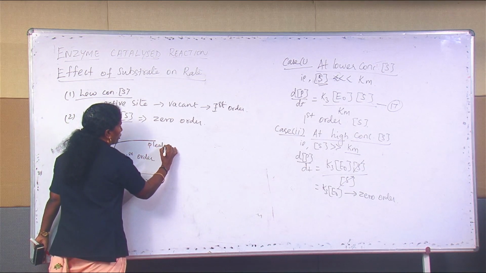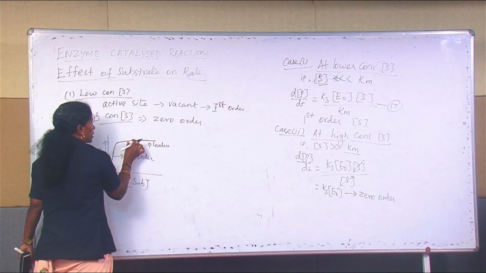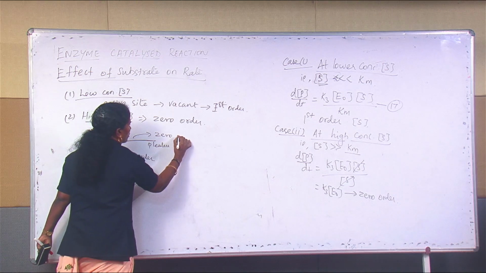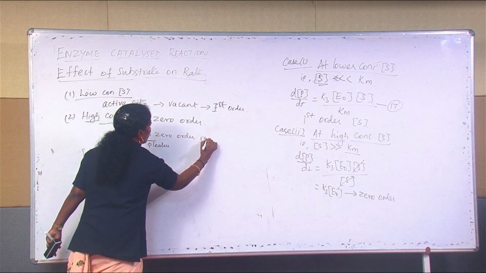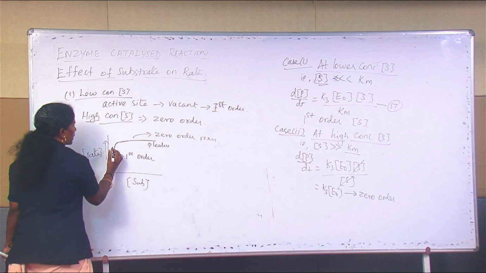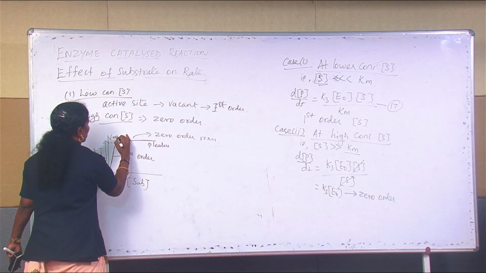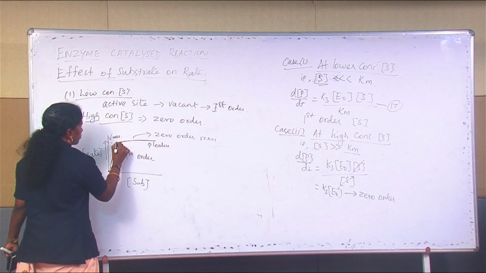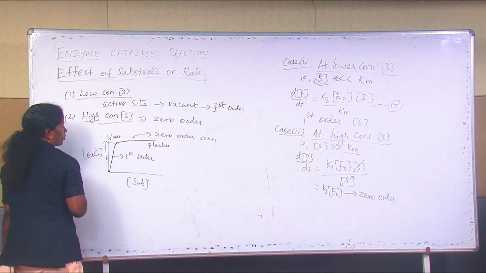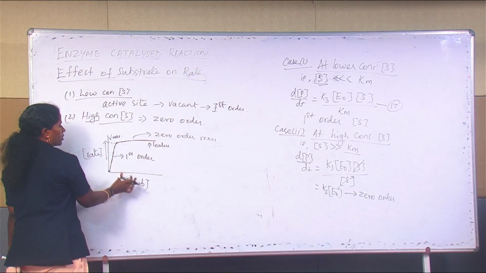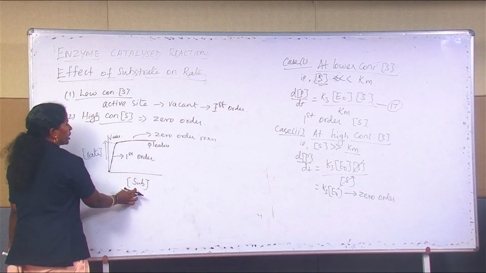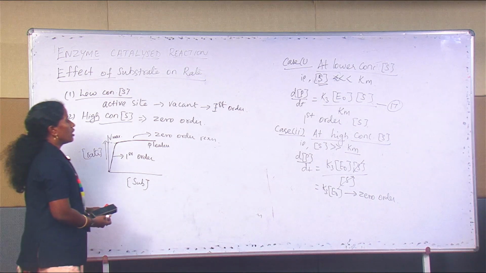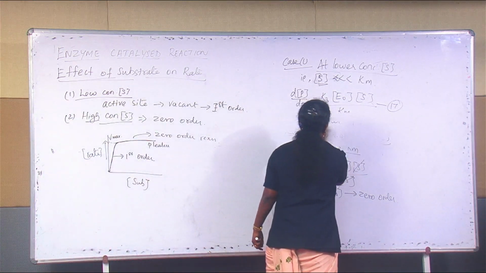It obtains the plateau region. There is no change in the rate of the reaction. That indicates the zero order reaction. The rate at maximum is called Vmax. At a particular concentration of the substrate, the rate is maximum, that is called Vmax. So the rate is first order with respect to lower concentration of the substrate, zero order with respect to higher concentration of the substrate. So next, importance of Michaelis Menten equation.